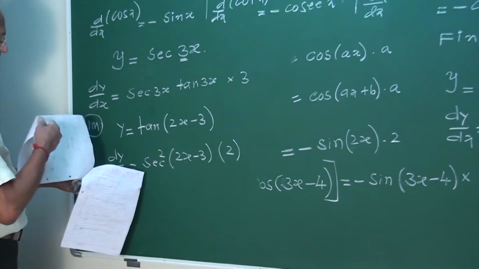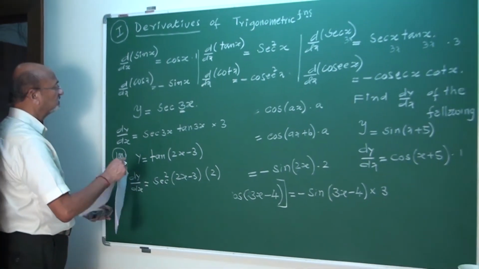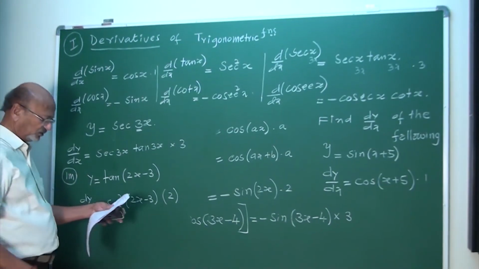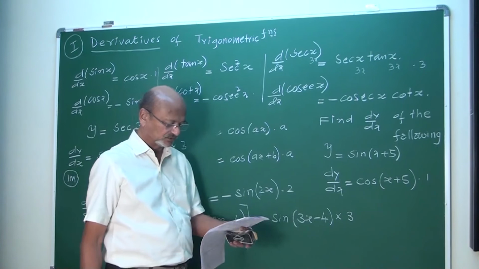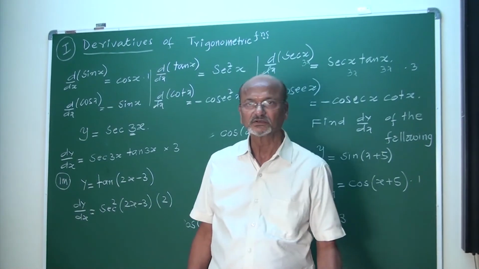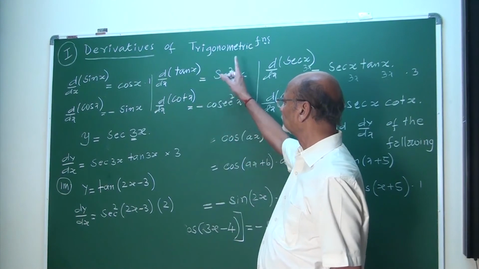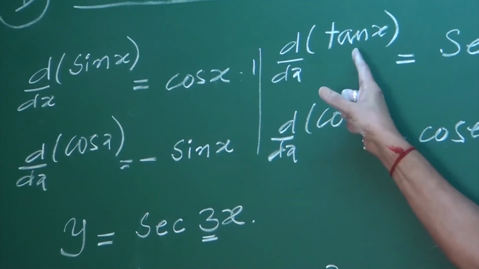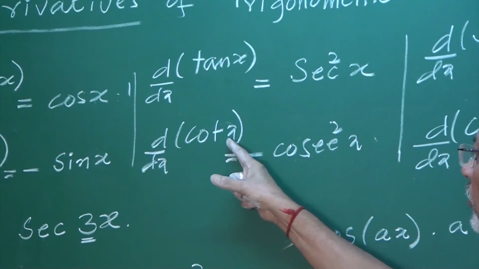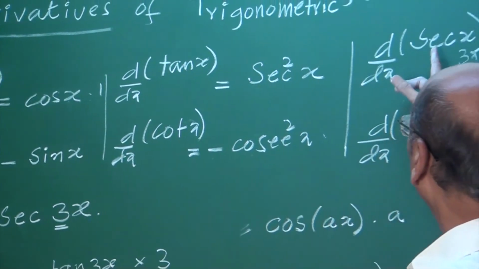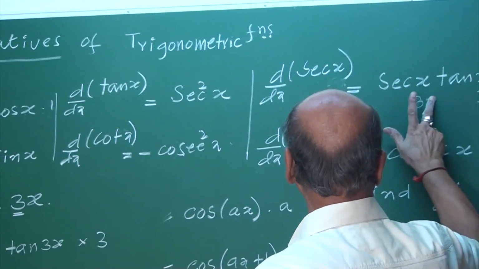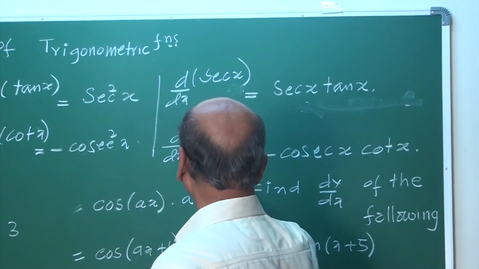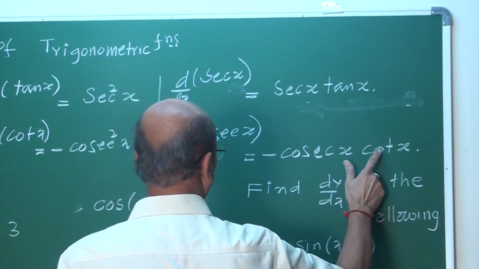These are what? These are derivatives of trigonometric functions. Yes, my friend. Derivative of sine is cos. Cos is minus sine. Tan is sec square. Derivative of cot is minus cosec square. Derivative of sec is sec x into tan x. Derivative of cosec is minus cosec x into cot x.